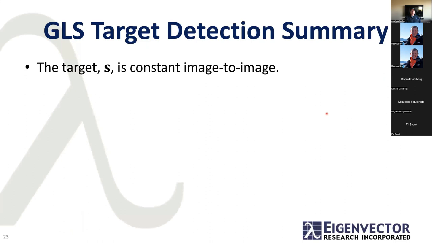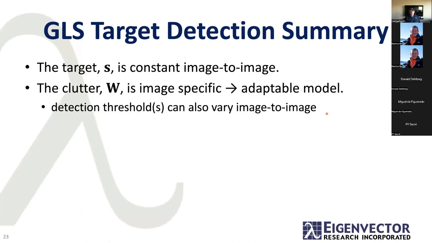So let's do a quick summary here. The target that we're looking at, the melamine, for example, was constant image to image. The clutter, though, was image specific. So every time I have a new image, I calculate my clutter, my deweighting matrix, and that makes it an adaptable model. The really nice thing about that is that I don't have to have a big giant global PLS model that's going to be desensitized because I have to include so much stuff in here. Instead, I'm much more local to the image of interest.